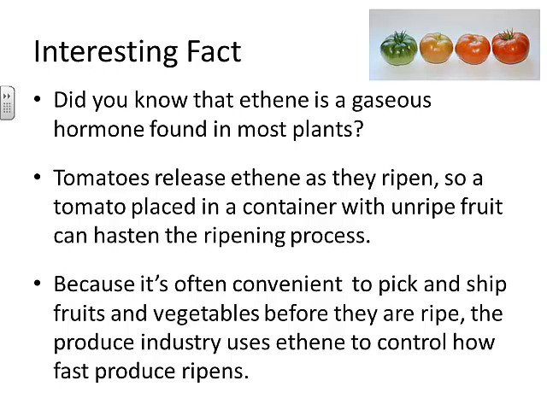Now we've been talking about ethene, C2H4, and did you know that ethene is a gaseous hormone that's found in most plants? Tomatoes actually release ethene as they ripen. So a tomato placed in a container with unripe fruit can hasten the ripening process. And often it's convenient to pick and ship fruits and vegetables before they're ripe. So the produce industry uses ethene to control how fast the produce can ripen.